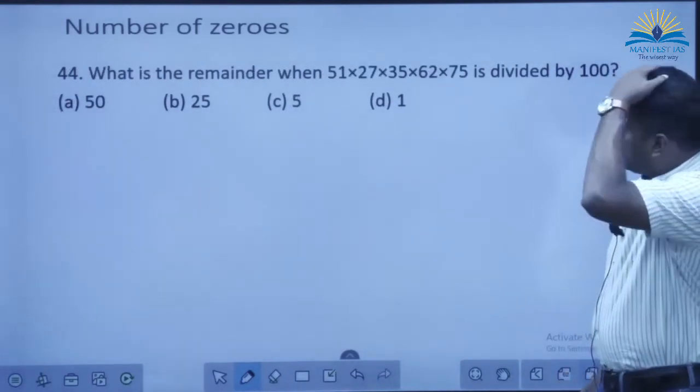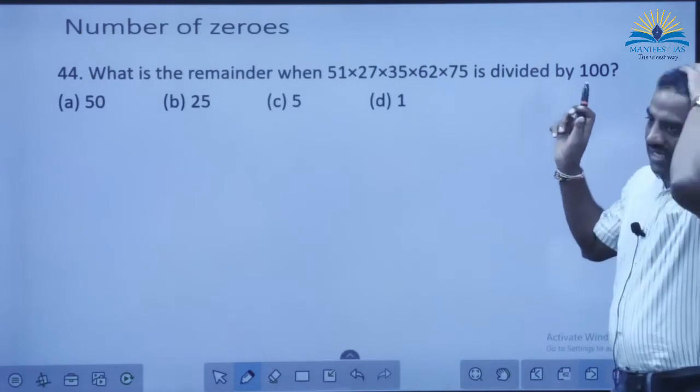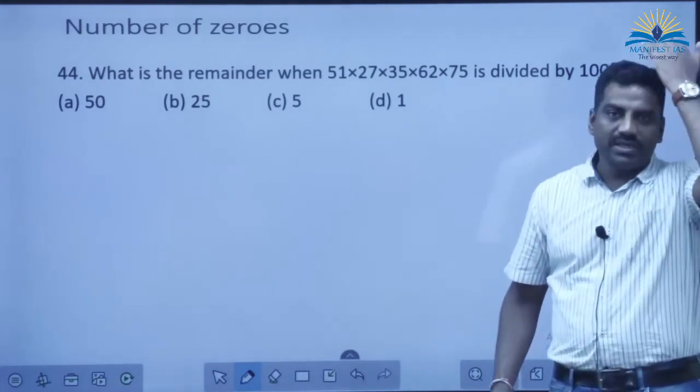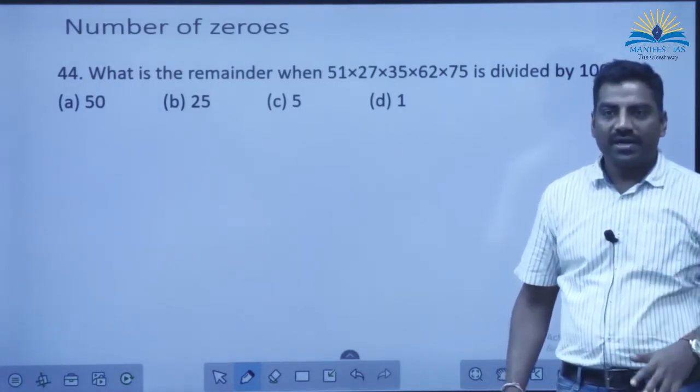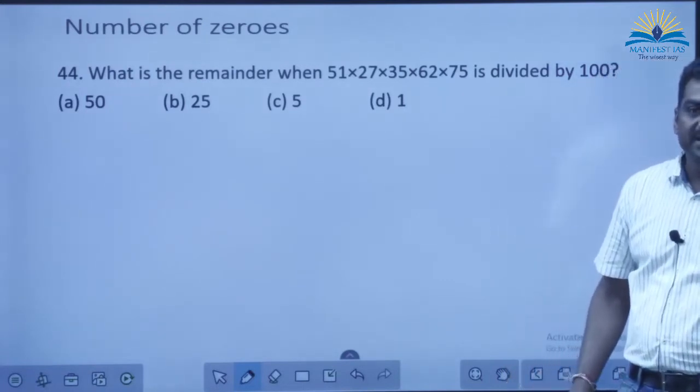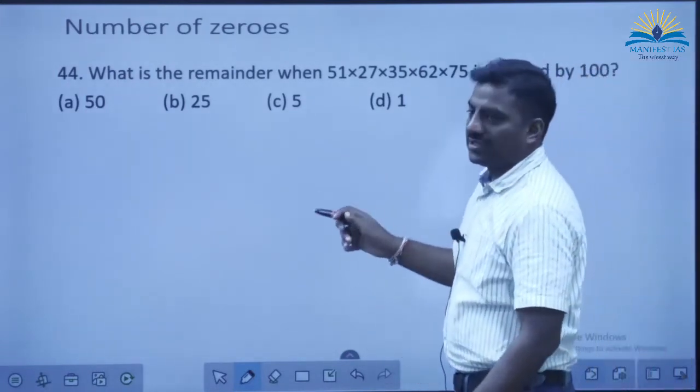What is the remainder when these many numbers are divided by 100? Again, go with the same logic. How many zeros are there?